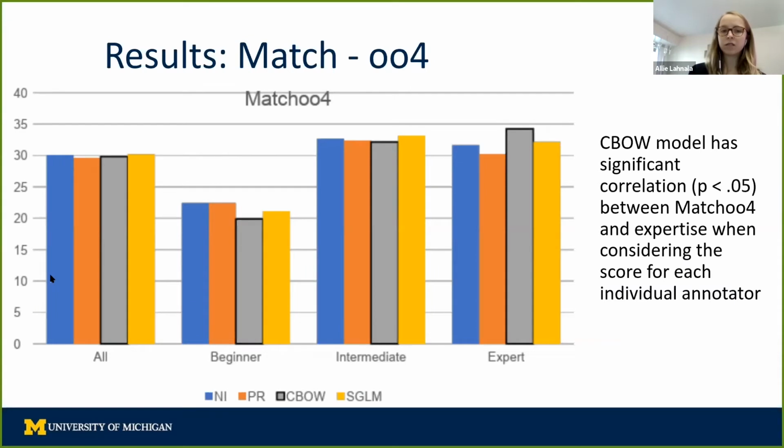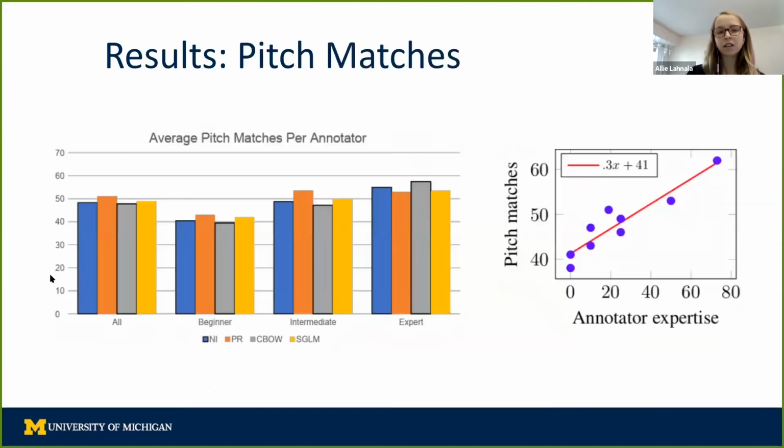Overall, the models don't differ remarkably, but we also broke this analysis down by music expertise, and we observed that all of the model's decisions match those of the expert group more frequently, followed by the intermediate group, then the beginner group. To explore this further, we computed match out of 4 between each individual annotator and model and found a significant relationship between CBOW model's scores and annotator expertise.